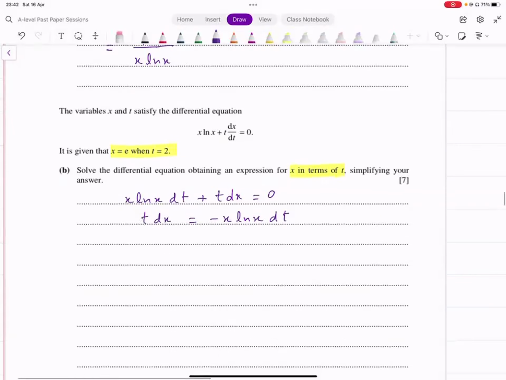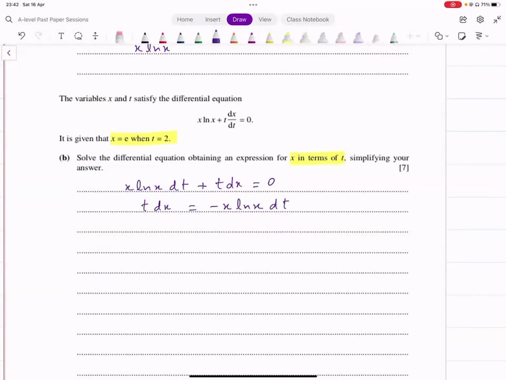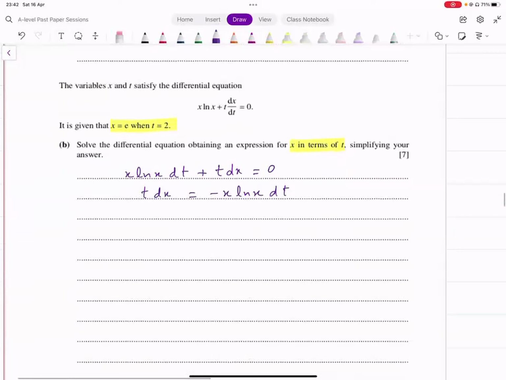Now, we can take the x terms to the left side, t terms to the right side. x ln x को left side के ऊपर ले आए. What does that give us? That gives us minus 1 over x ln x into dx, and that equals 1 over t dt. ये आपने variables को separate कर दिया.